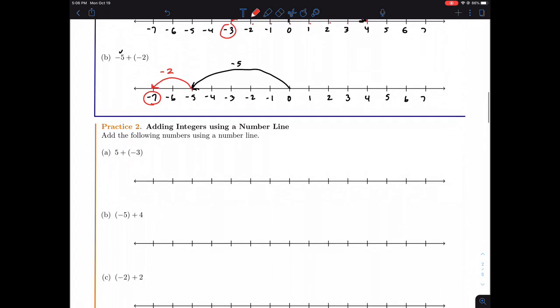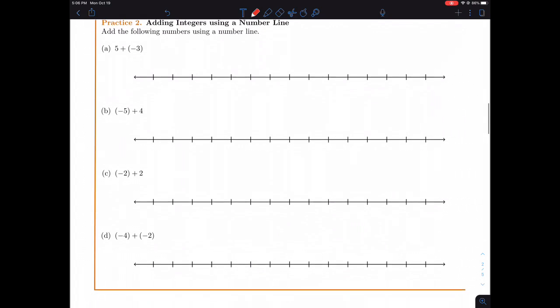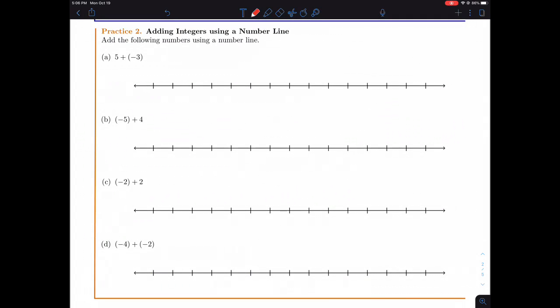All right, hopefully so. If so, then you guys can pause the video at this point, jump in, and work on practice 2. There's a bunch of different kinds here. Start with the first number, and if it's positive, you'll go right. If it's negative, you'll go left. And then use the sign of the next number to determine whether you're going to go right or left.